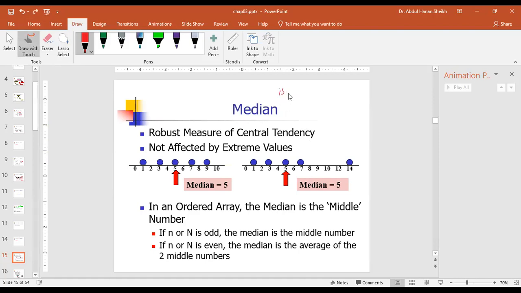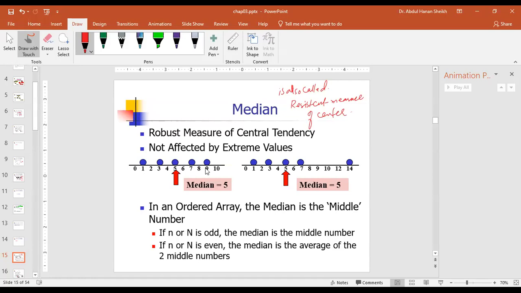It is also called resistant measure of center, okay. Because it is resistant to the extreme value. No matter if you have extreme values, median will give you a number that will be more sensible, more meaningful as compared to the mean.